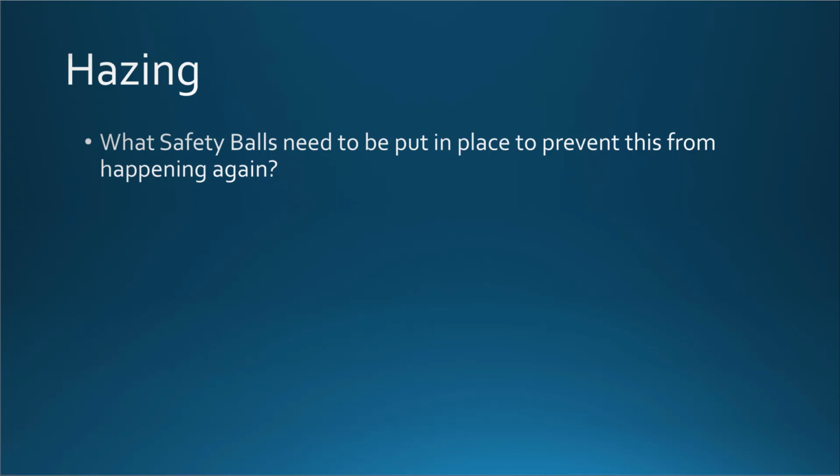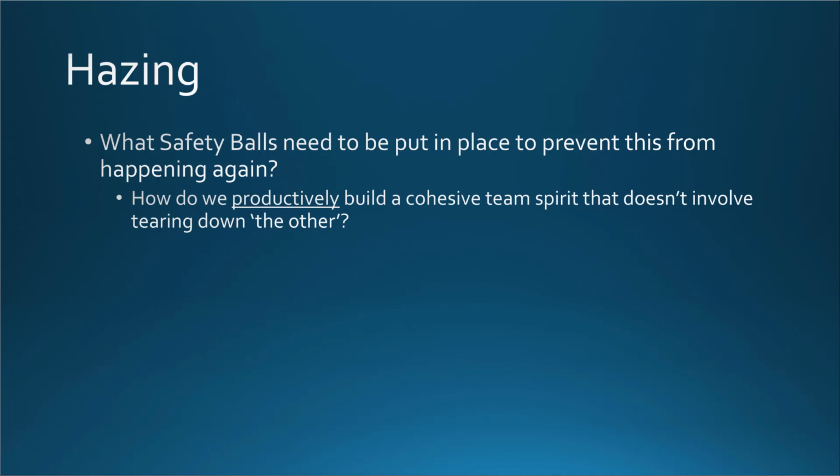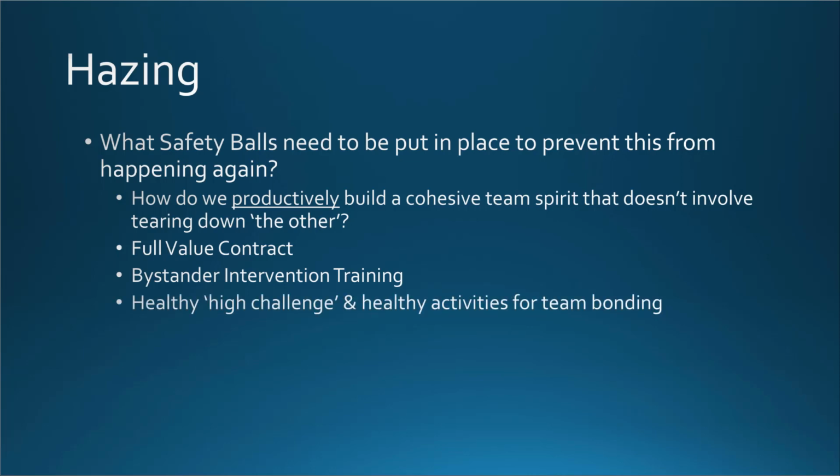Things like, how do we productively build a cohesive team spirit that doesn't involve tearing down the other? What about a full value contract that everyone on the team agrees to, that talks about values like respect that everybody buys into? What about bystander intervention training so that people understand that when they see something that's wrong, they need to step up and intervene? Teams want to bond, but they don't have to bond around negative things that are destructive, particularly to other people. How can we give them healthy team building and bonding activities?